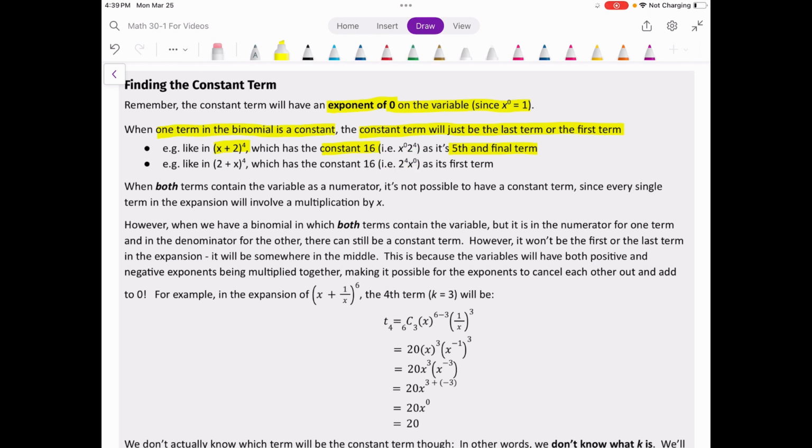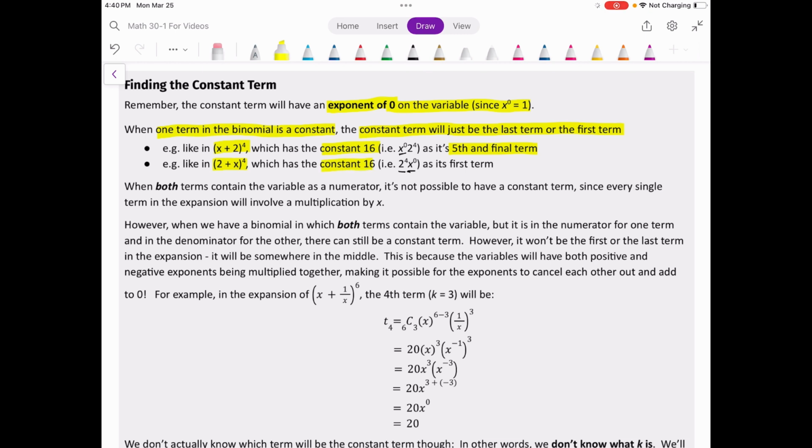It could also be the first term if the first term in your binomial that you're expanding is the constant. So instead of writing it as x plus 2 to the fourth, 2 plus x to the fourth, the constant 16 will be its first term. Our first term would be 2 to the 4, x to the 0. The second term would be 2 to the 3, x to the 1, and on and on. But that first term, 2 to the power of 4, x to the power of 0, well, x to the power of 0 is just 1. So this is just 2 to the power of 4 times 1, or 16.